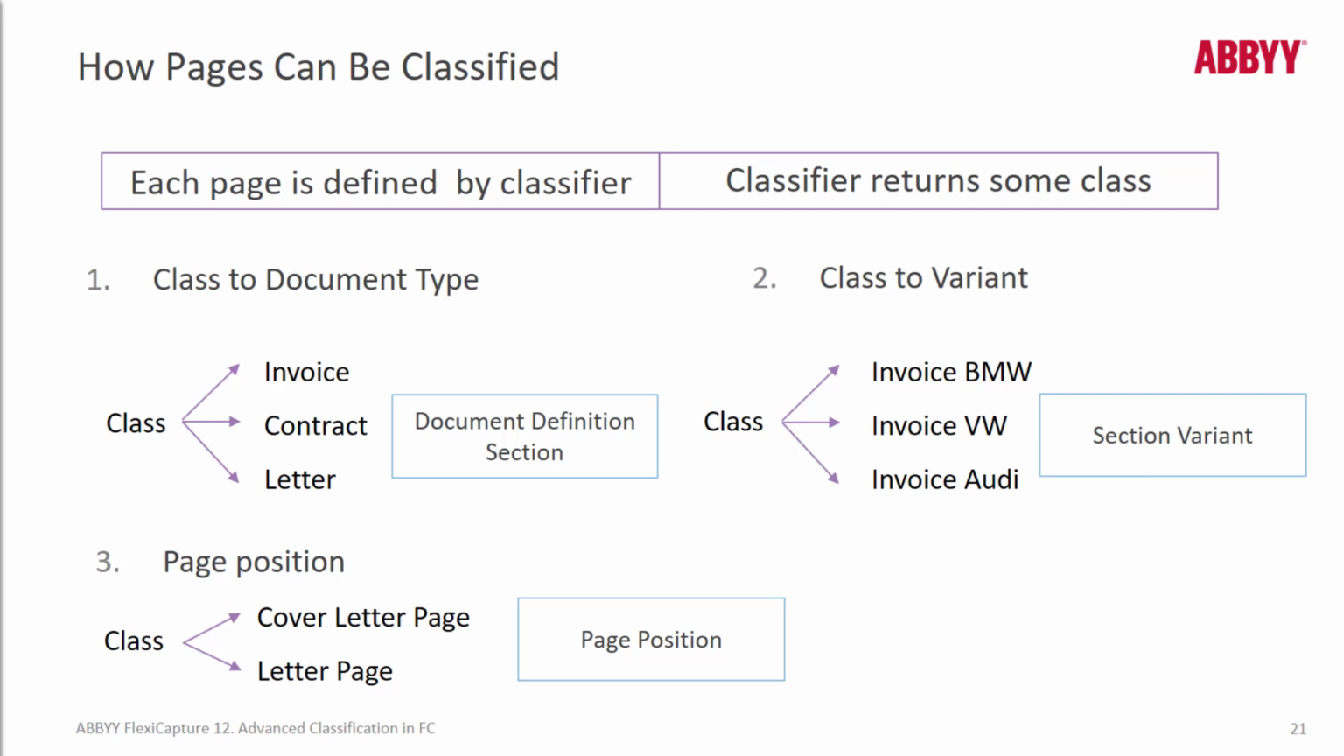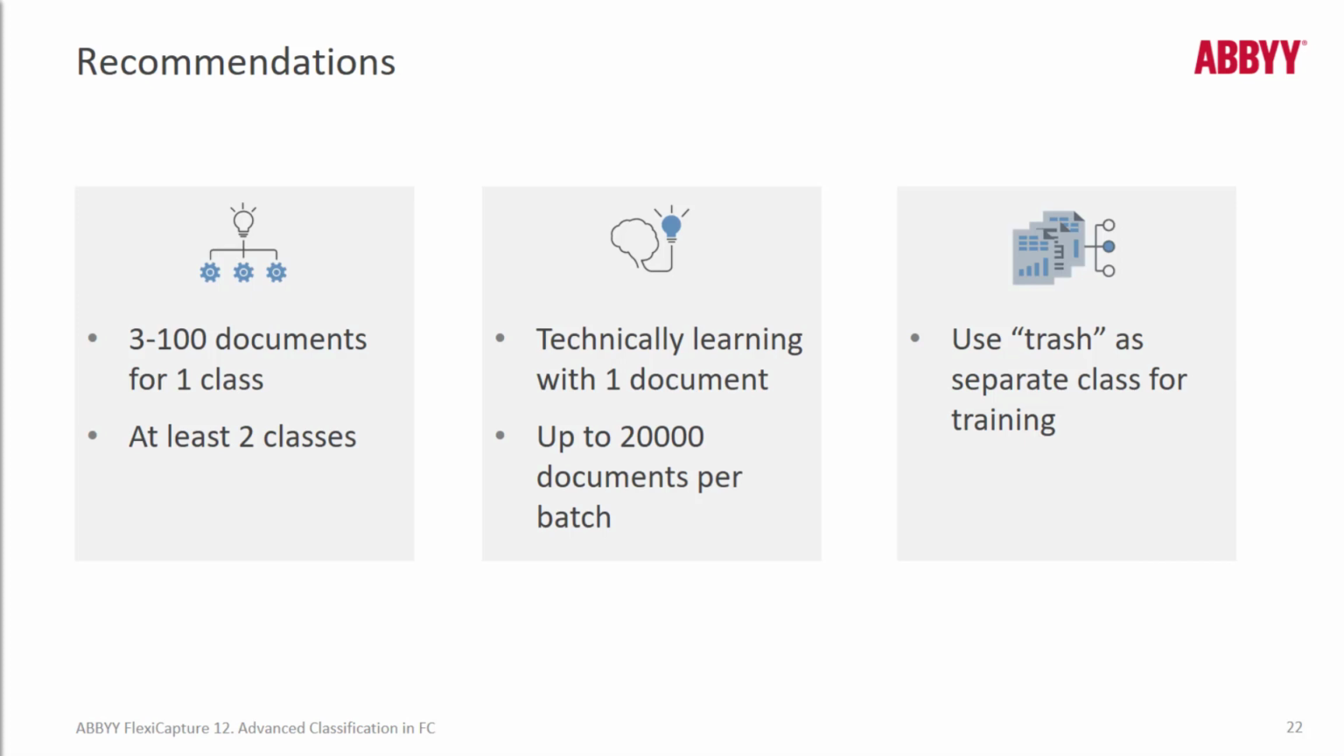Here are some recommendations about building a classification model. There must be at least 2 classes, with 3 to 100 documents for each class, though technically the system can learn from just one document. The number of images needed for classifier training for one class depends on its variations. If all the documents in the class look the same, then a handful of documents will be enough. Remember, you need to provide all possible examples of the class so the program can learn accordingly.